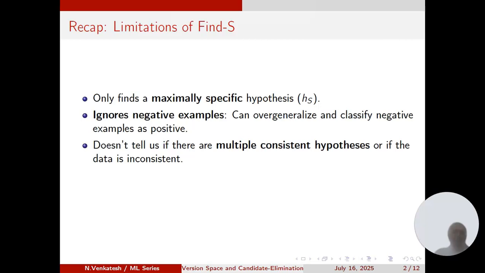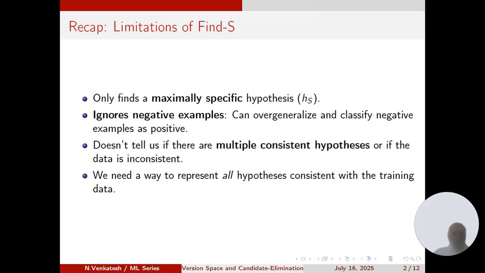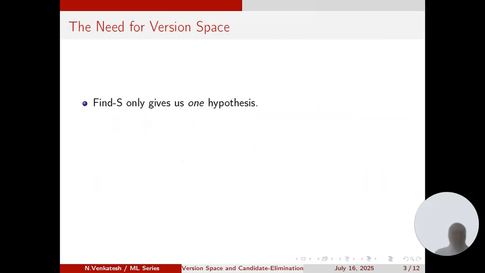So we need a method which should consider both positive and negative examples, and which should return the set of all hypotheses which are consistent with the training data. That's where we have an algorithm called candidate elimination. But before going into candidate elimination, we will be discussing the version space, how this set of all hypotheses which are consistent with the training examples can be represented. Now let us quickly understand why we will get a case of multiple hypotheses.